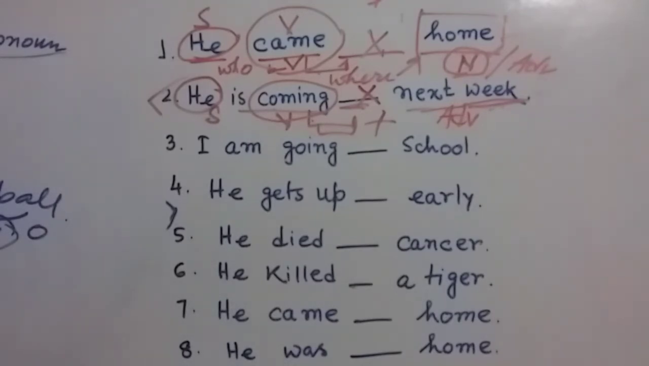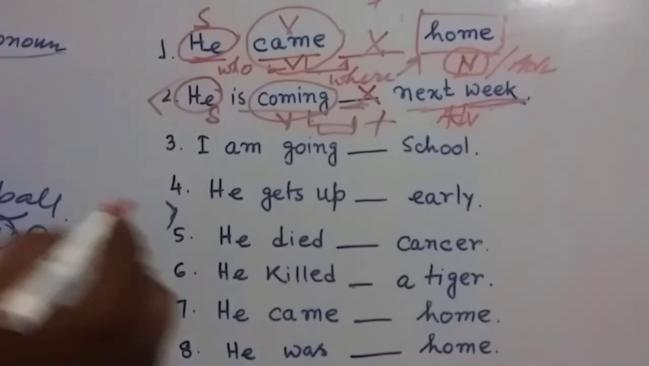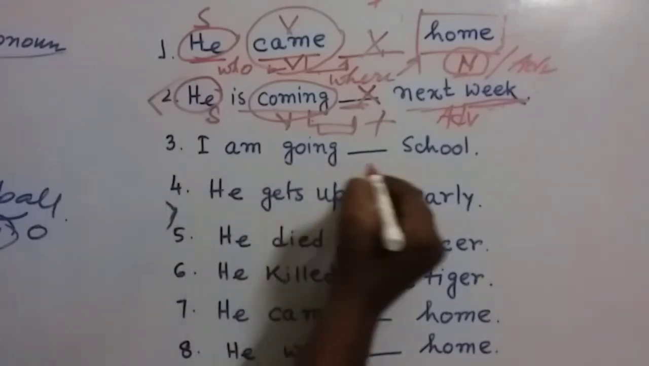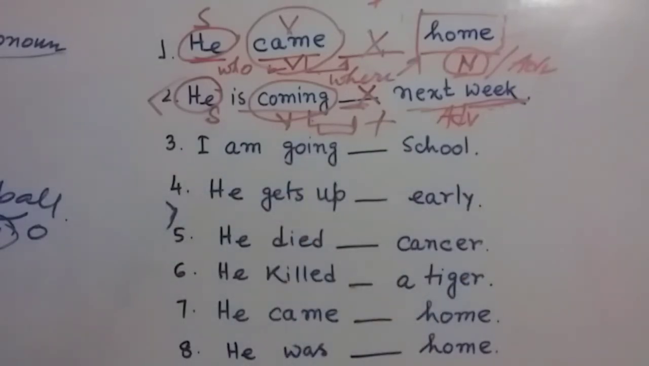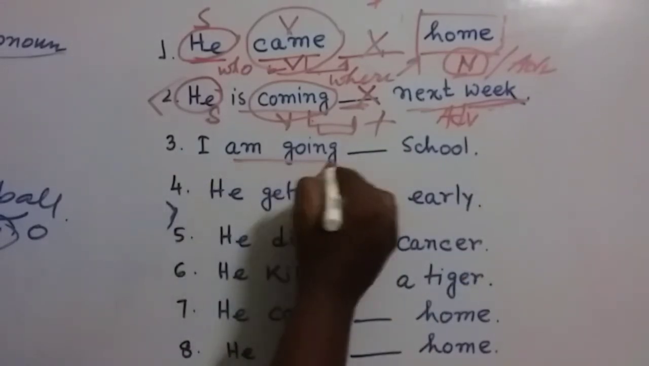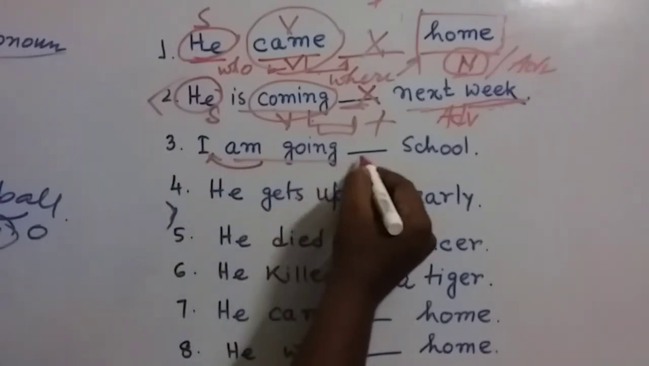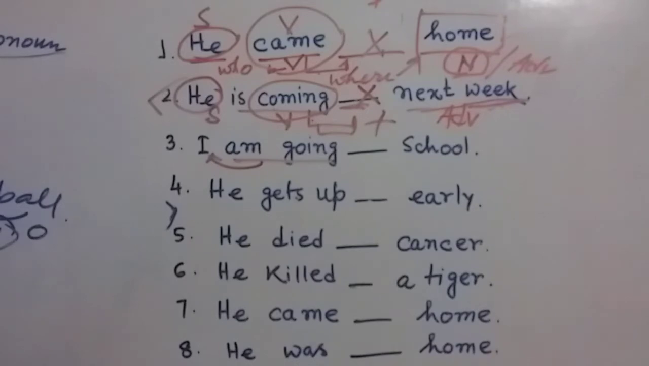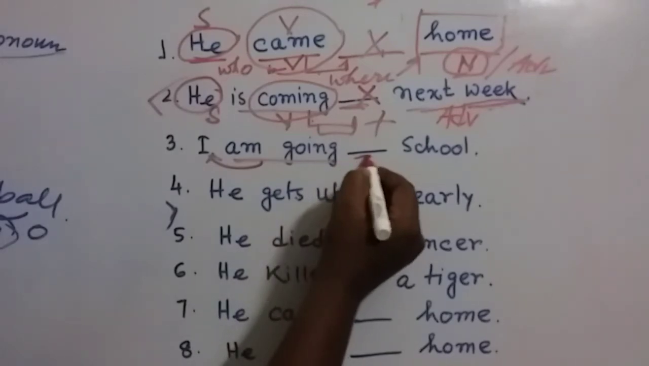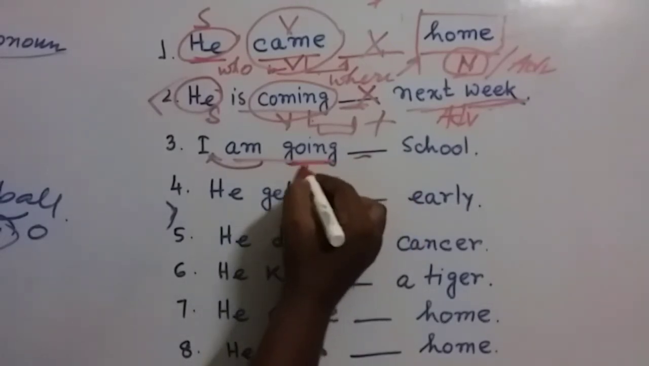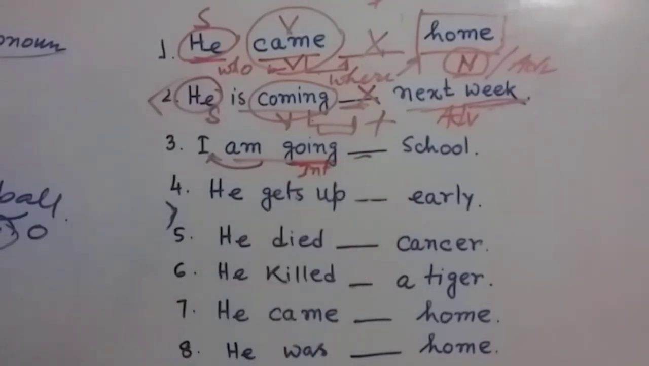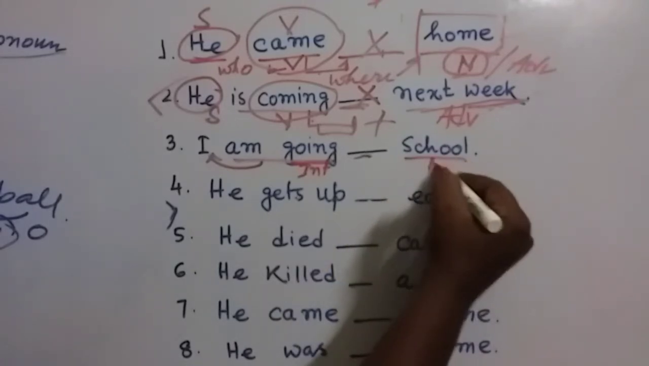Next, look at this part. I am going dash school. So my dear friends, this is the verb. Who is going? I. Then what? What going? No answer. Whom going? No answer. That means there is no such object. So here this term is used as an intransitive verb. And after that there is a noun. Purely a noun.